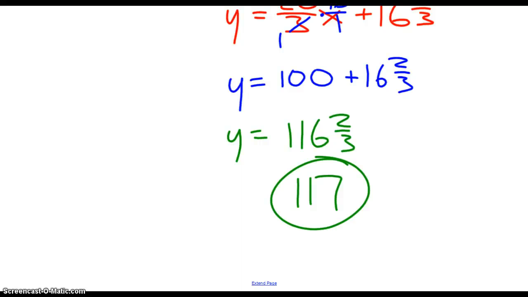This is how we can make a prediction, a very accurate one, based off of the data and a trend line that we came up with. And that's all I've got for you.